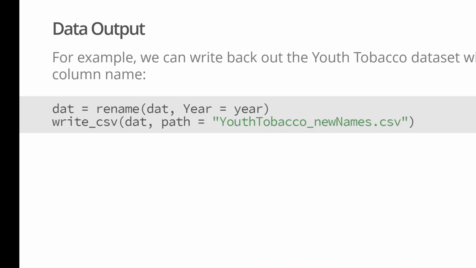So for example, say we rename the year column now into another one, saying now it's capital Y, lowercase EAR equals year. And now we have this tibble. I can say, hey, let's write this as a CSV. The path can just be youth_tobacco_new_names.csv. And so that'll get written to your computer with that file name. So that's going to be in your current working directory with that file name.